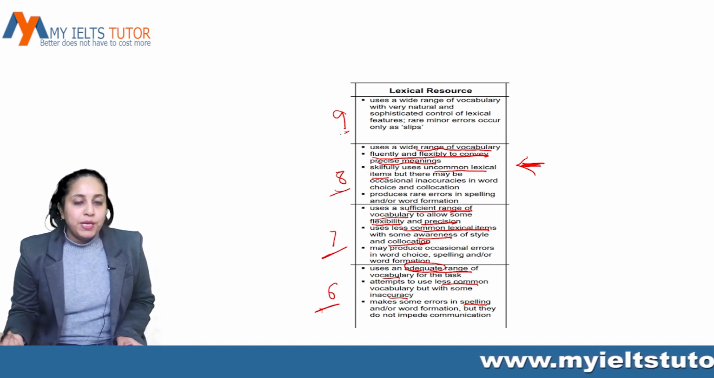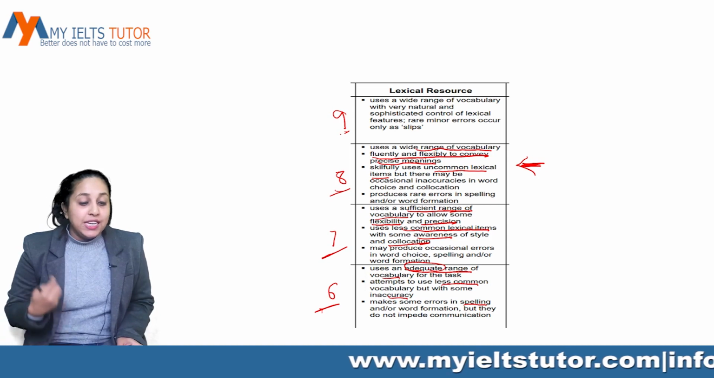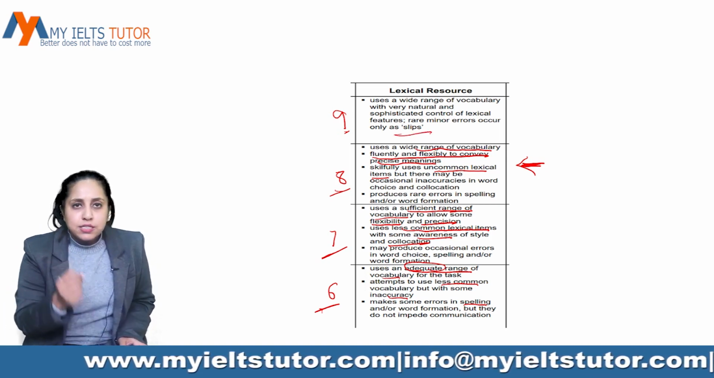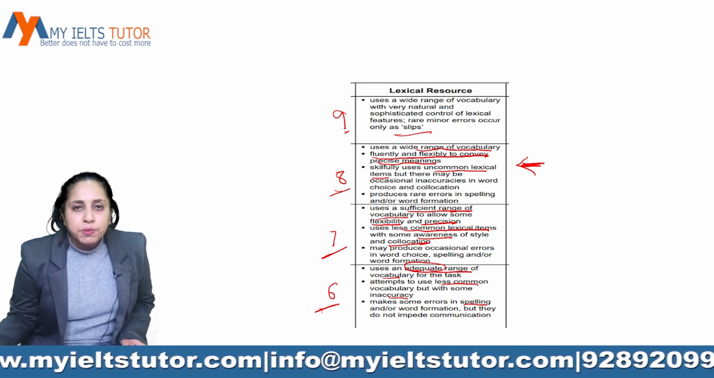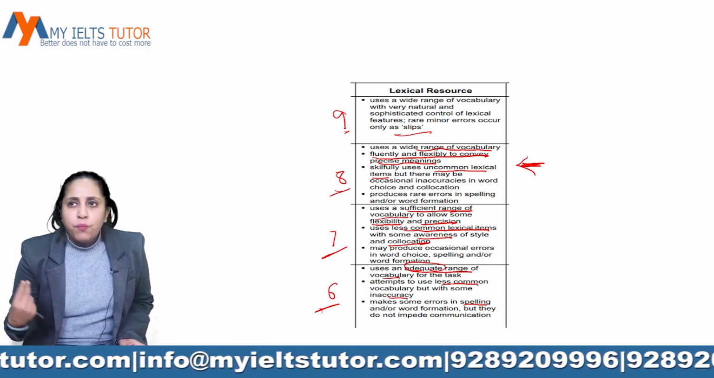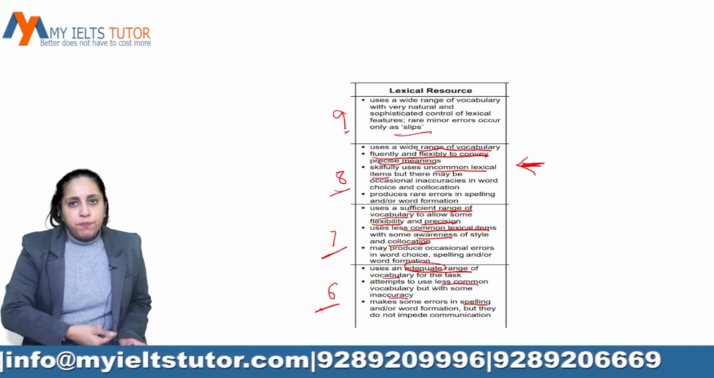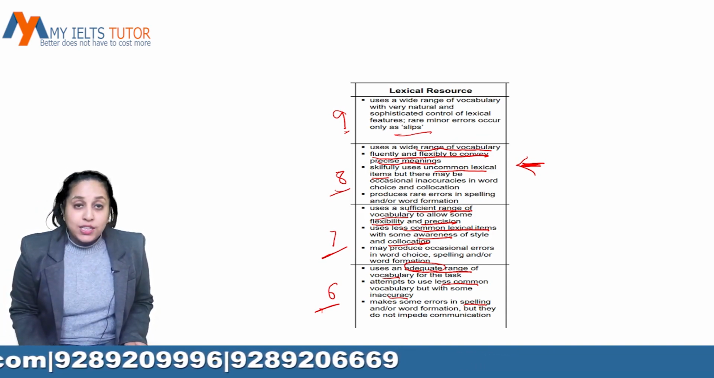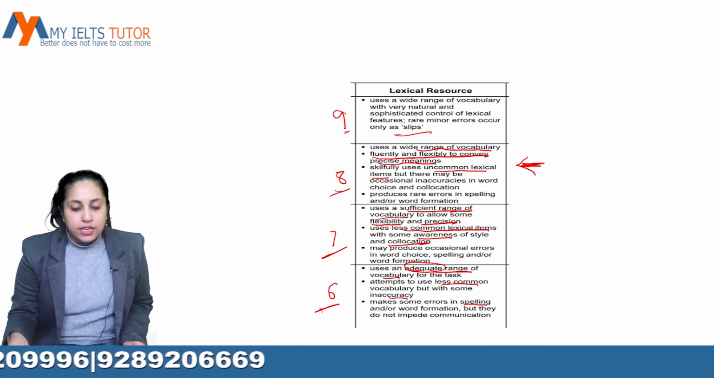And Band 9 simply means a wide range of vocabulary, natural, sophisticated control with minor slips. Slips are like what even native speakers make. A very occasional error, one or two in your whole writing task. So they are slips, just done by mistake.